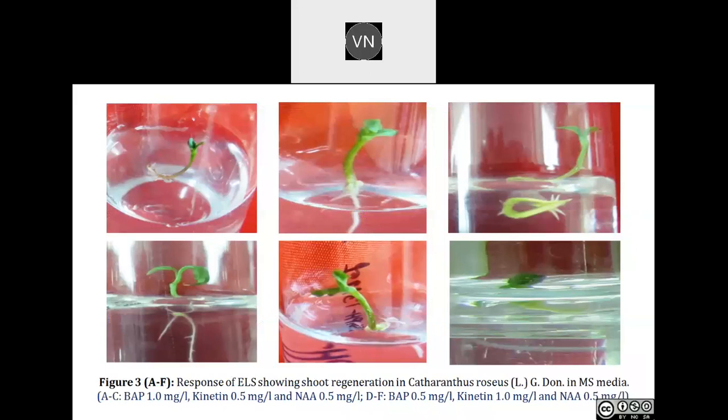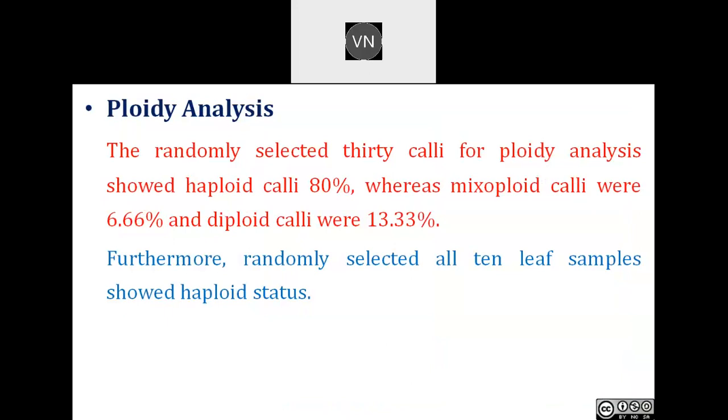These are the shoots regenerated in Catharanthus roseus after culturing the embryoids derived from the callus. Next, please.